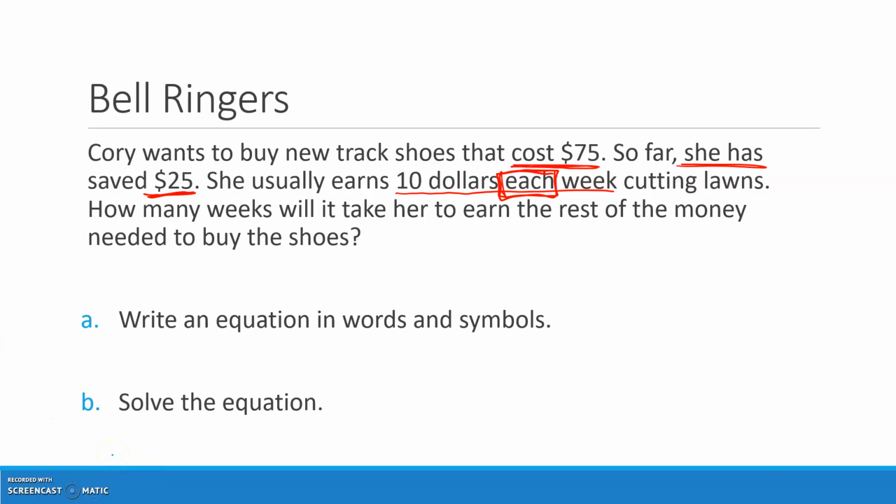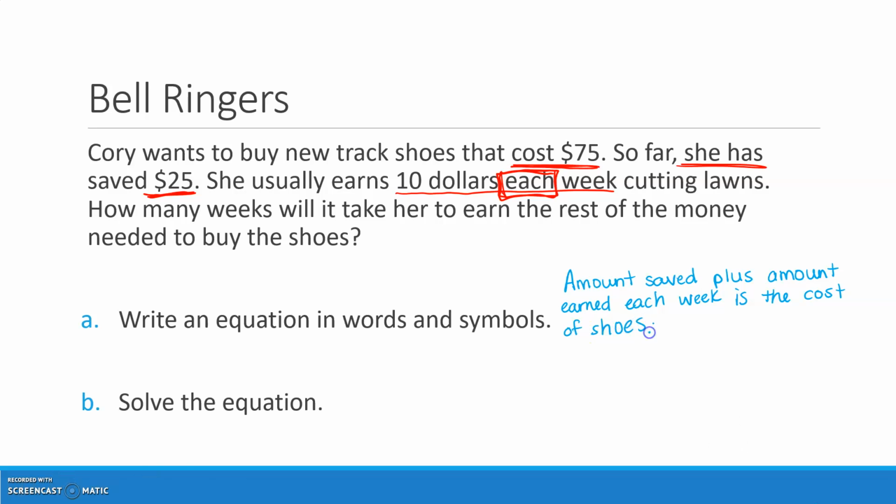In words, it would look something like: amount saved plus the amount earned each week is the cost of shoes. And we don't have to be real specific here and say amount earned each week from cutting lawns. It can just be amount earned each week.